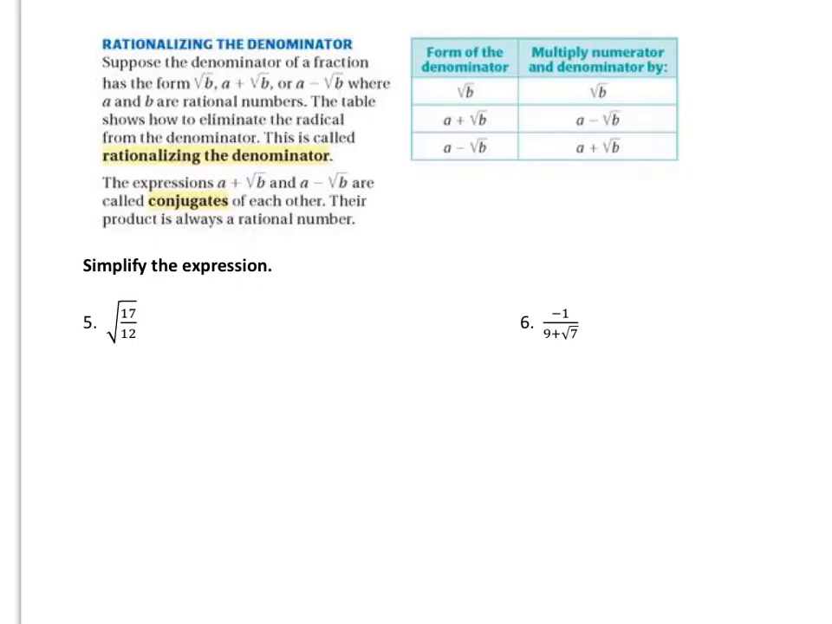Okay, rationalizing the denominator. Suppose the denominator of a fraction has the form square root b, or a plus square root b, or a minus square root b, where a and b are rational numbers. The table shows how to eliminate the radical from the denominator. This is called rationalizing the denominator.